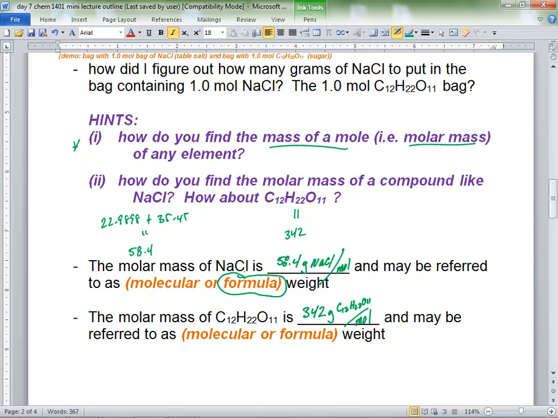I think it's easier. Molar mass of sodium chloride is 58.4. The formula weight is 58.4 grams per mole. Molar mass of sugar is 342 and may be referred to as... do you see a metal? No. So this is actually a molecule. So molecular weight. I think it's a lot easier just to always use what, though? Molar mass. It's a lot easier, right? Then you can't get screwed up. But you'll see that.